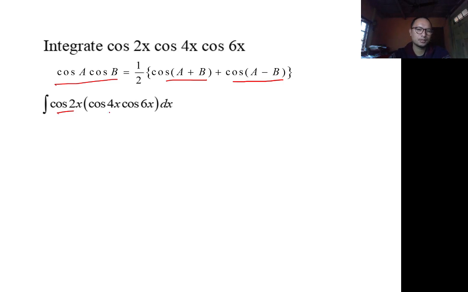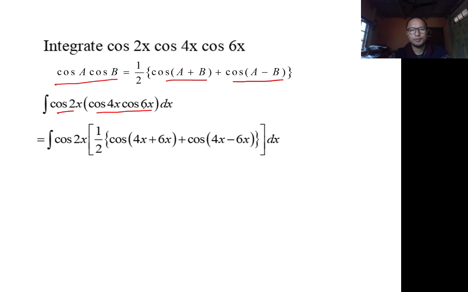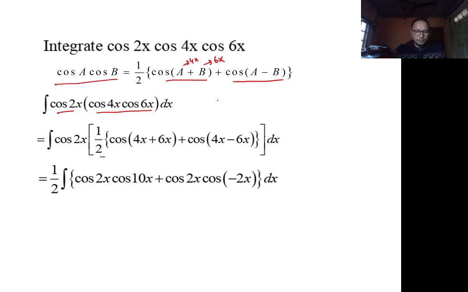Cos 2x, and then cos 4x, cos 6x. Now apply that formula. Take 4x as A, and we will take 6x as B, right? So apply the formula. If you apply the formula, we are getting this. Right? We are getting this.